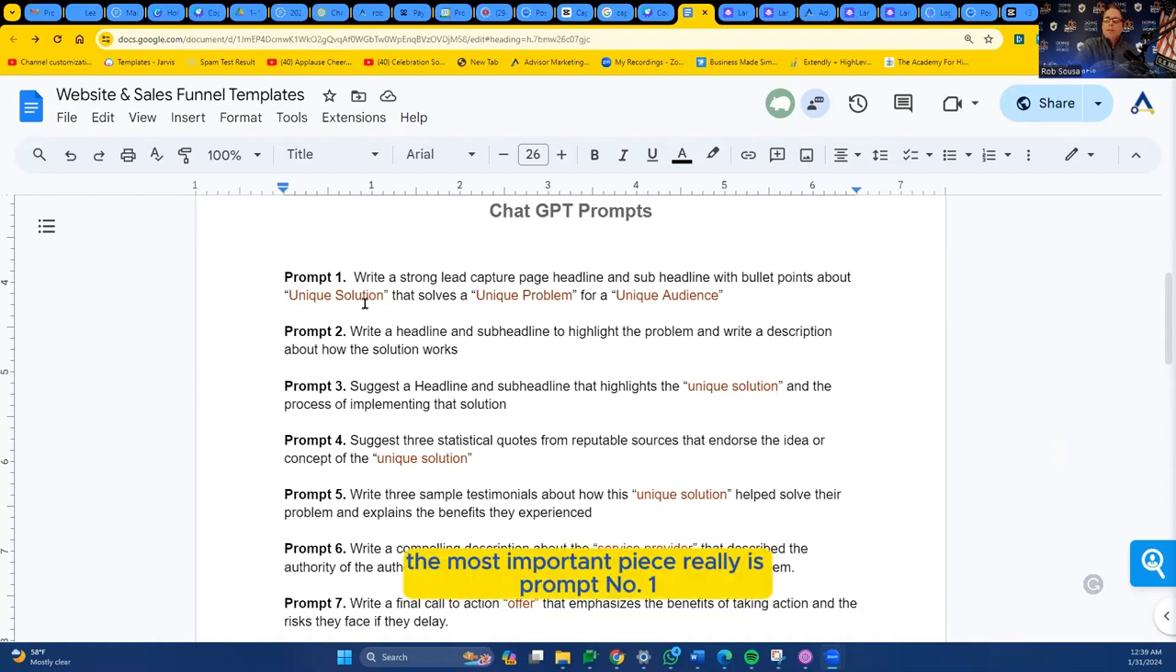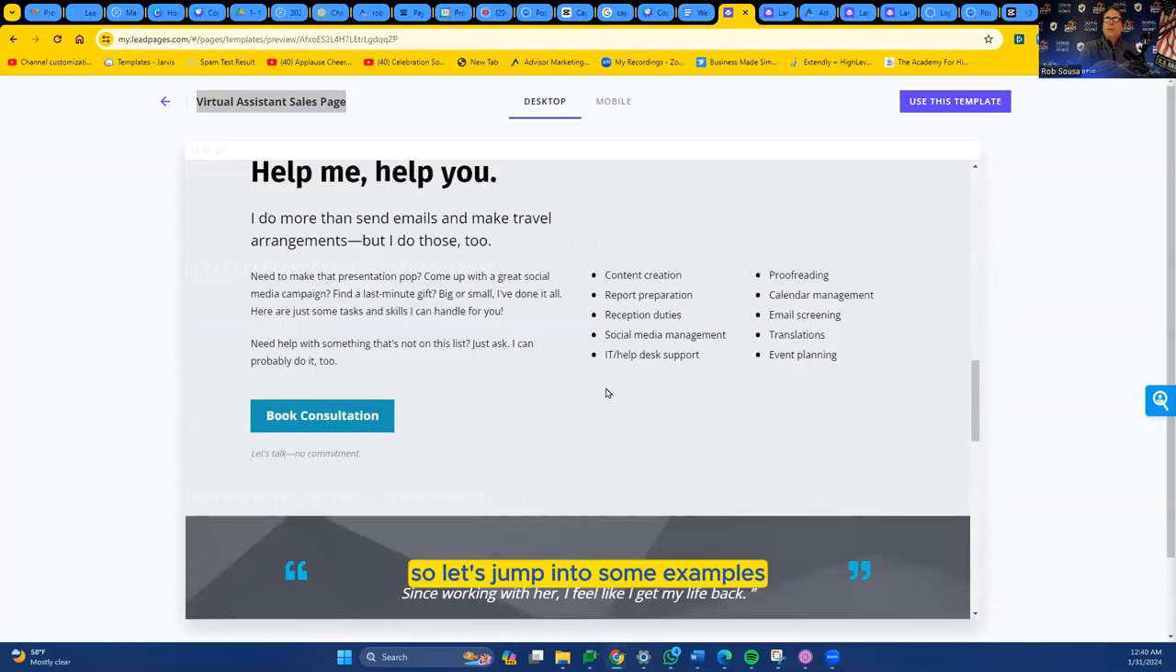The most important piece really is prompt number one, and that is coming up with a unique solution to a unique problem for a unique audience. And if you can craft that messaging, then you can drop that into any section of a lead capture page and drive them to schedule an appointment to want to implement that unique solution and solve the problem that they are challenged with. So let's jump into some examples.